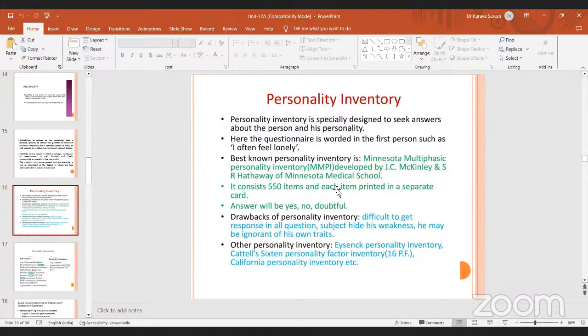Drawbacks of personality inventories: difficulty getting honest responses to questions such as these. Weaknesses may be being ignorant of one's own traits. Other personality inventories: Eysenck Personality Inventory, Cattell's 16 Personality Factors inventory (16PF), California Personality Inventory, and others.